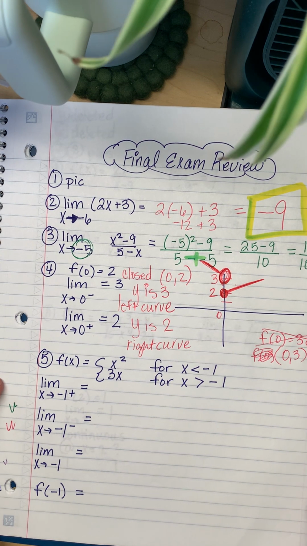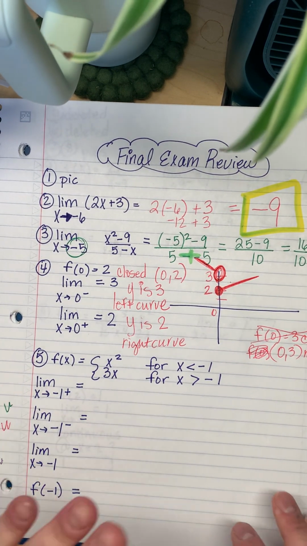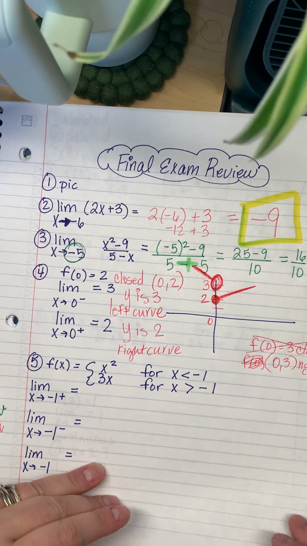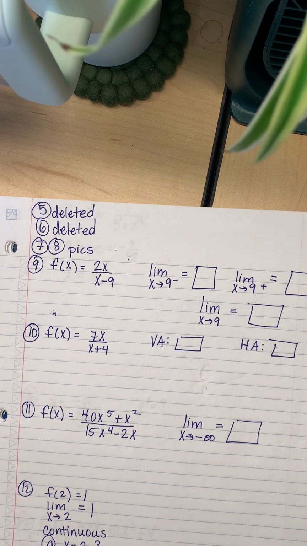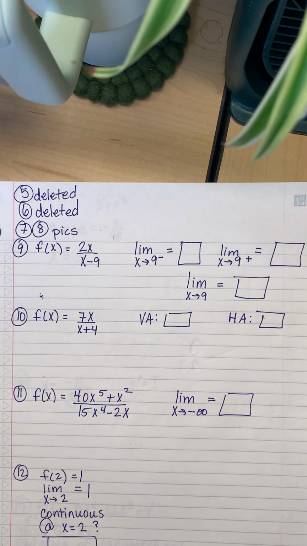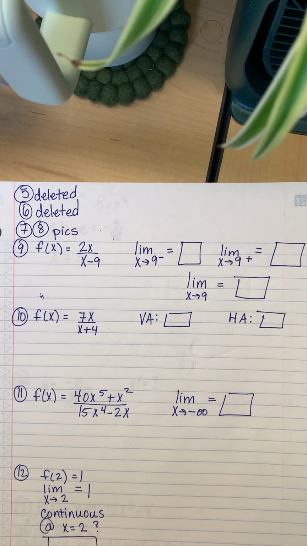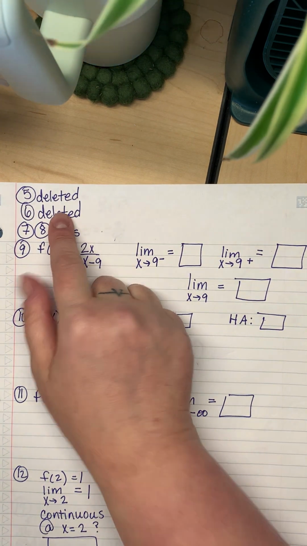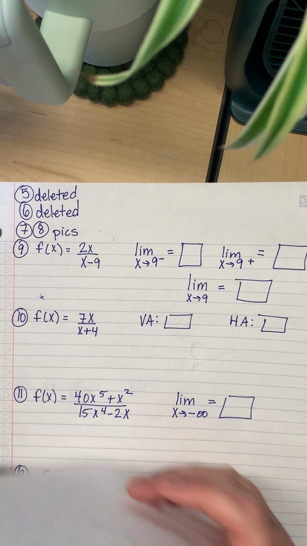Okay, let's look at number 5. I think I deleted number 5. You're welcome. It was on accident. Okay, number 6, I was trying to delete, and it did get deleted. So now let's go to 7 and 8. So 5 and 6 will not be on your final. Okay, let's go to 7.